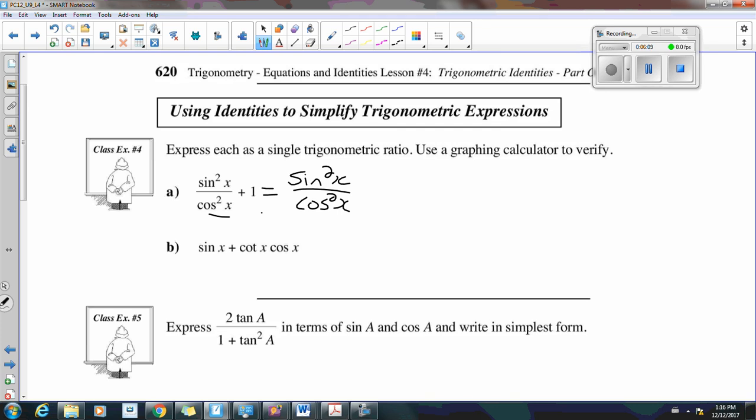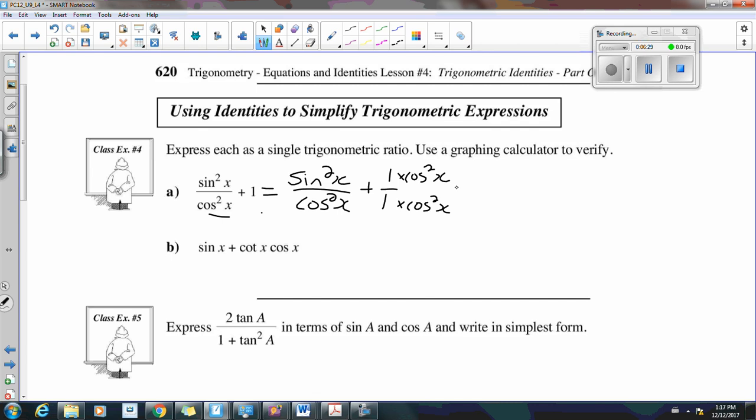Or is there? Sine squared x over cos squared x would be tan squared x, so I guess you could technically use that ratio if you wanted, but we're going to go through it the long way here. So sine squared x over cos squared x plus 1. In order to add it to something, I need to make a common denominator here.